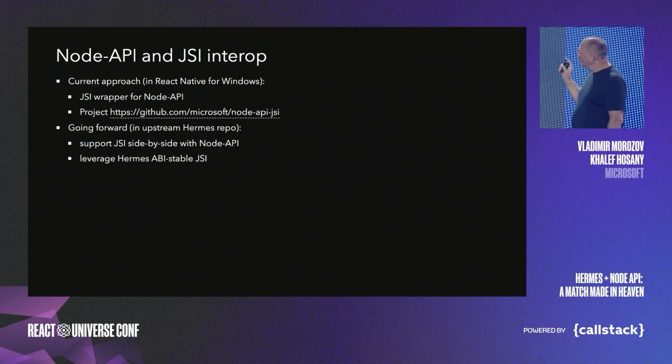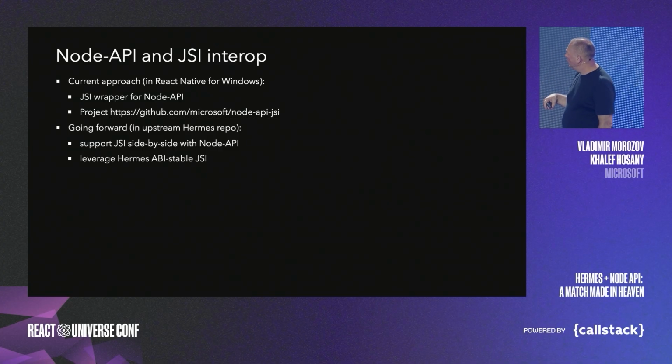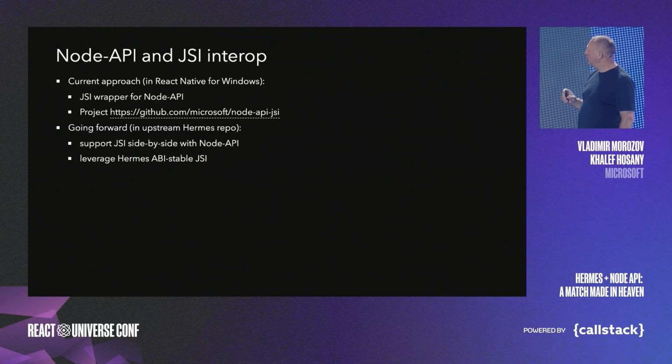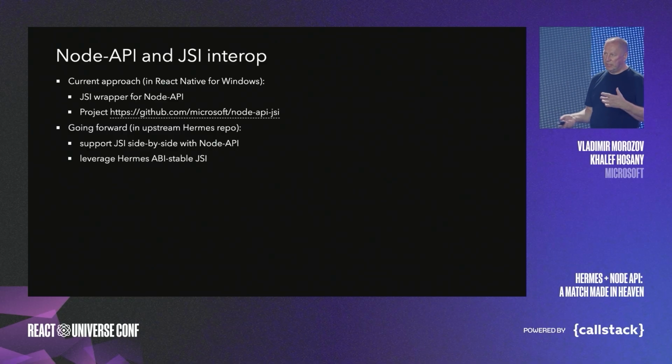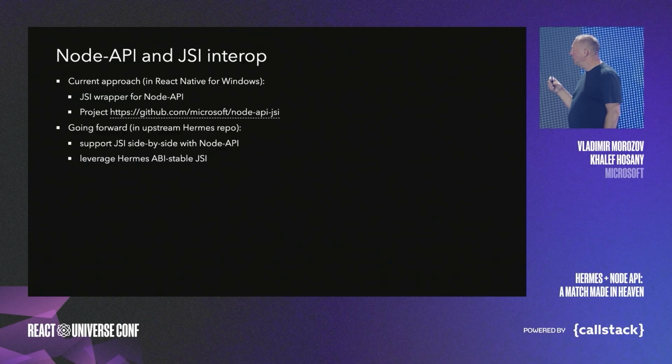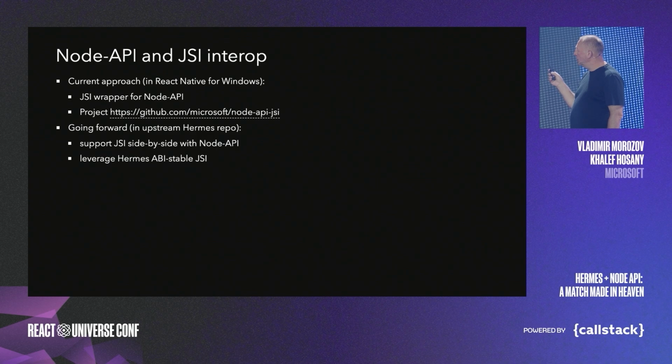So currently, what we do inside of React Native for Windows, we have a JSI wrapper created on top of Node API. Going forward, we want to enable JSI and Node API working side by side. Especially for ABI-stable scenarios, we want to enable interop with the Hermes ABI-stable JSI that the Hermes team recently introduced. Recently, probably 2 years ago.